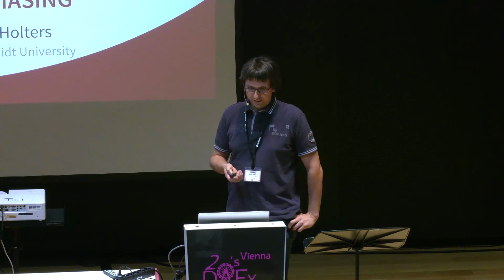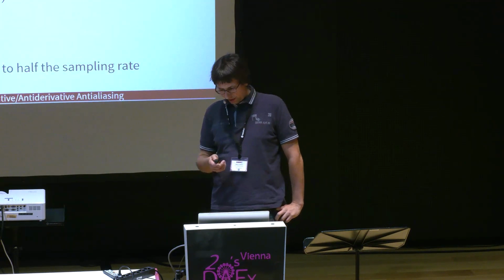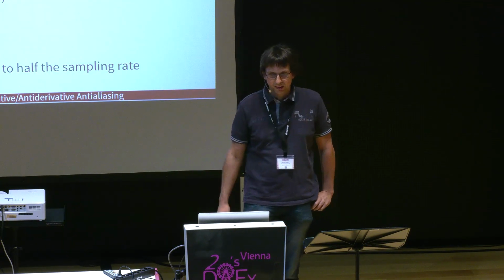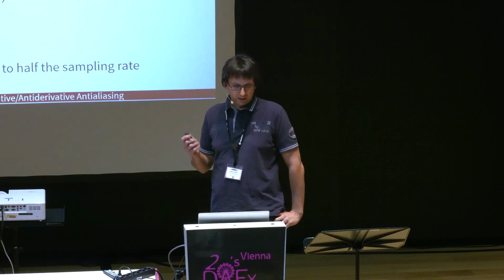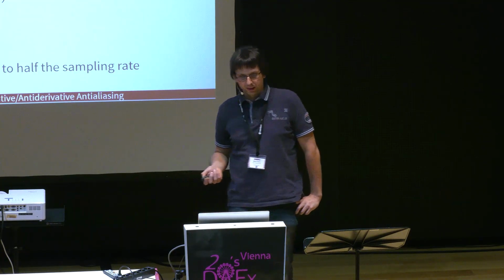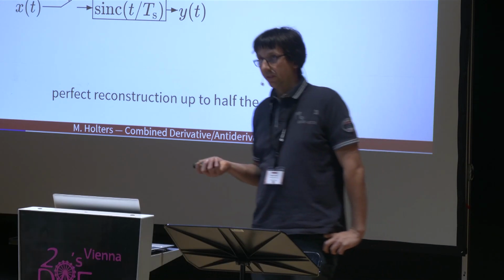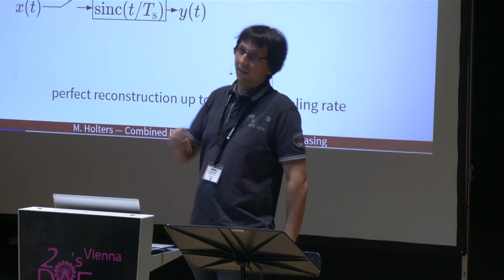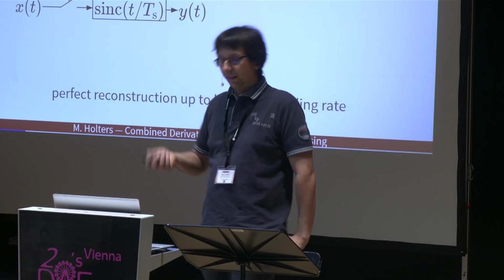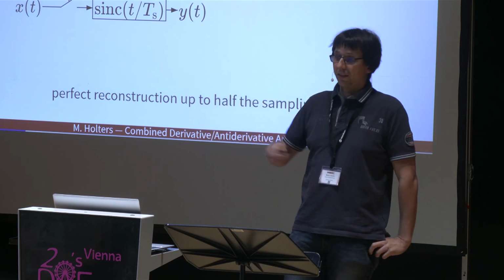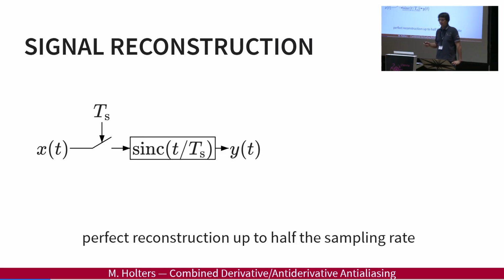Before I dive into anti-aliasing, let me start with something very basic, signal sampling and reconstruction, something you all know. If we perfectly sample a signal and then reconstruct with the sinc function, we get perfect reconstruction up to half the sampling rate. And then if the signal contains frequency components above half the sampling rate, we suffer from aliasing distortion. And yes, we will aim at reducing that.